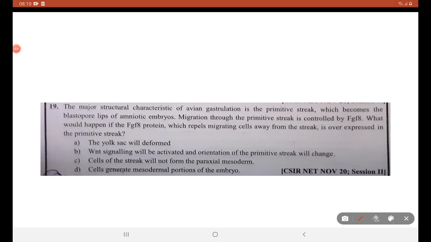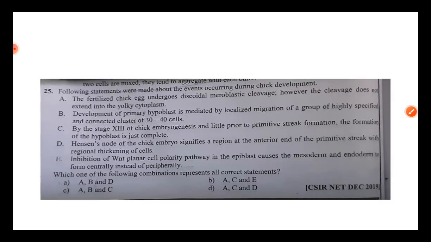What will happen if FGF protein, which repels migrating cells away from the streak, is overexpressed? WNT signaling will be activated and the orientation of the primitive streak will change. B is the right answer. Next, from December 2019.